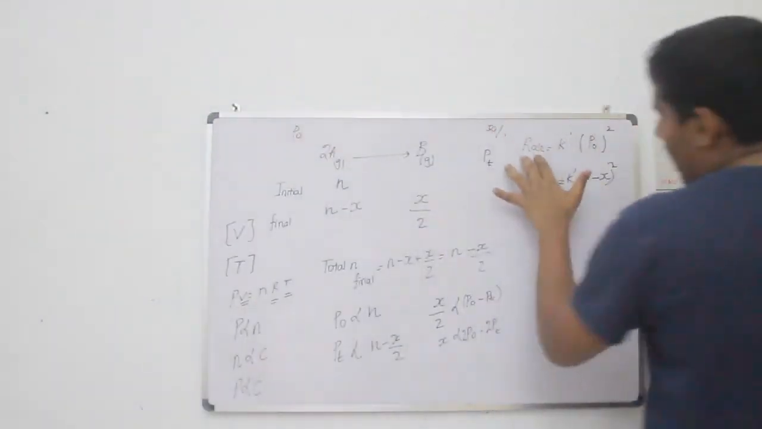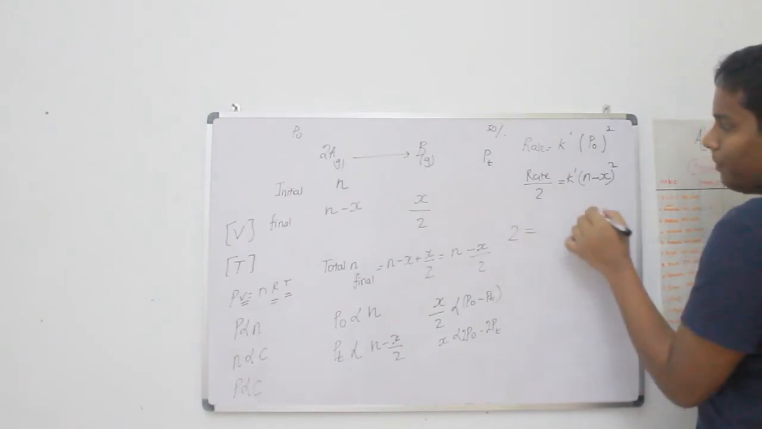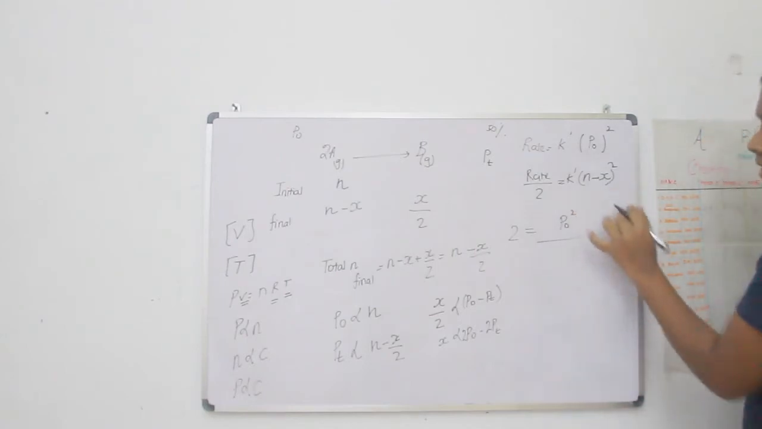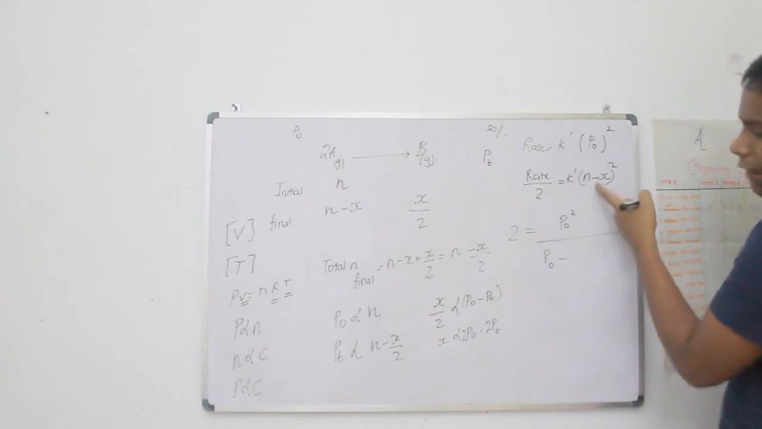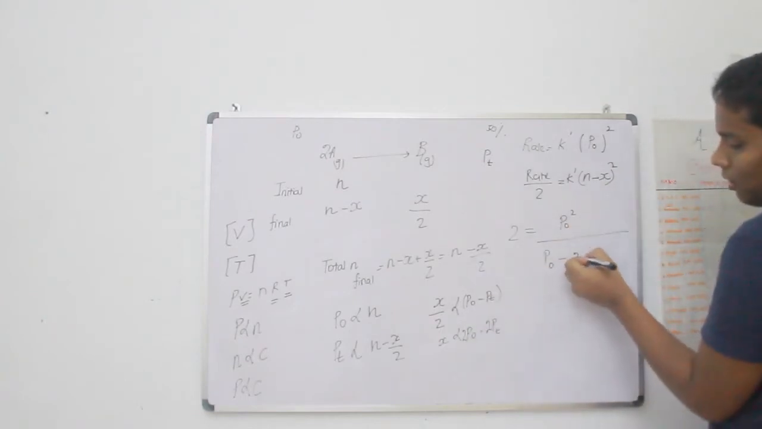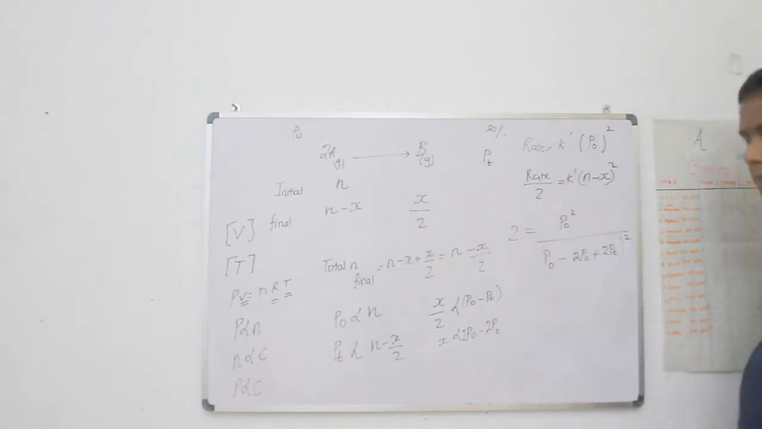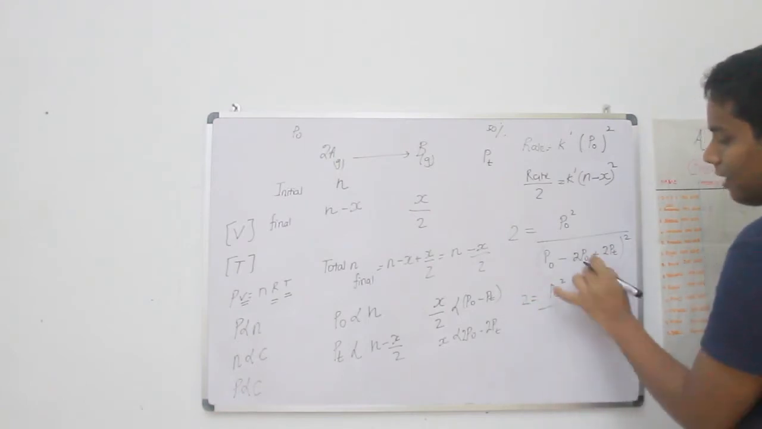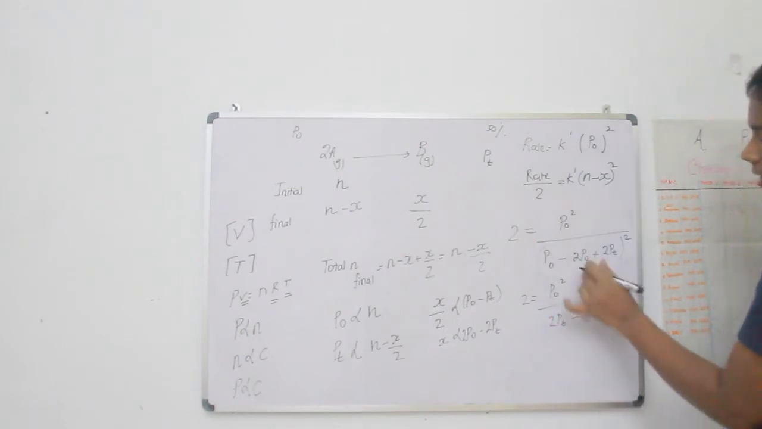Now in this, P naught, X is this one. So if I divide these two, this 2 will go off and I am left with 2 equal to P naught square divided by N. Instead of N, what should I write? P naught. Minus, instead of X, what should I write? This one, 2P naught minus 2PT, square. Okay, so 2 equal to P naught square divided by 2PT minus P naught, square.